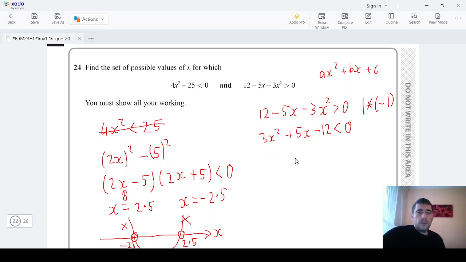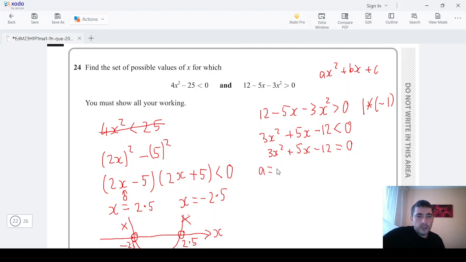Okay, so we've got another quadratic. I need to work out where this quadratic becomes 0. So I solve it for 3x squared plus 5x minus 12. I just rewrite it as an equation. Okay, and we've got a coefficient not equal to 1.